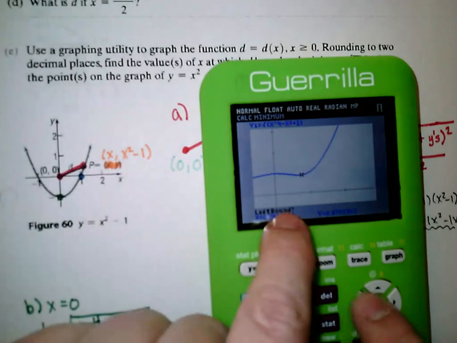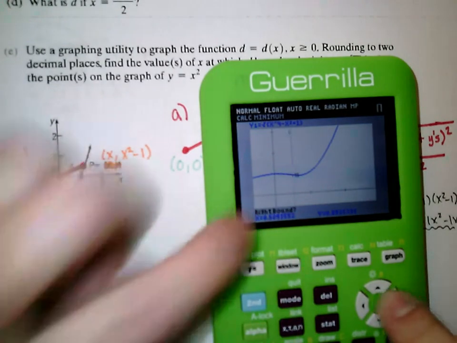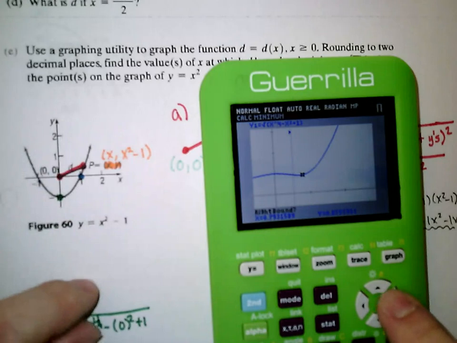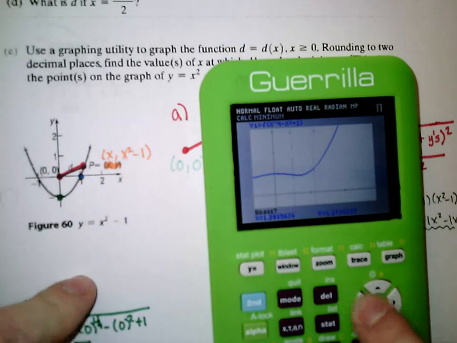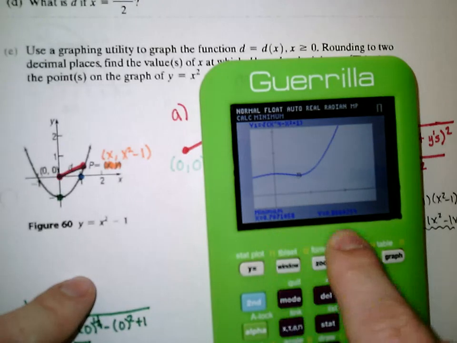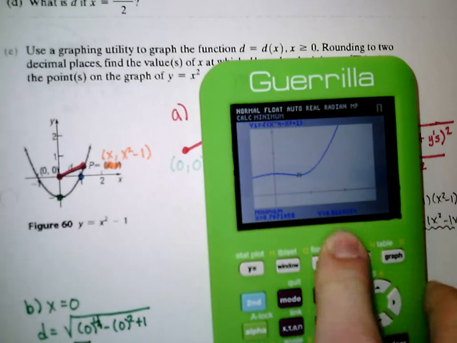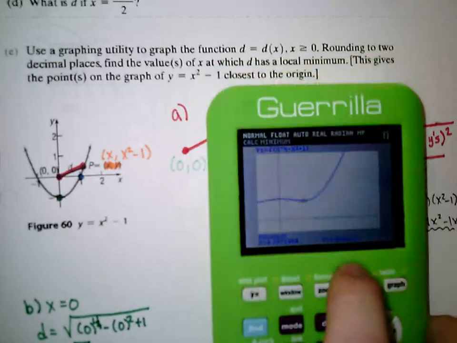And then when it says left bound, I just arrow to the left a bit and hit enter. And then when it says right bound, I'm going to go back to that minimum, arrow to the right a little bit. And then I'm going to go back to that minimum for my guess and hit enter for a third time. And then it tells me the ordered pair, 0.7071058, and then the y coordinate is 0.8660254.